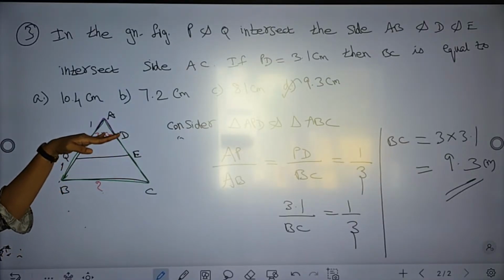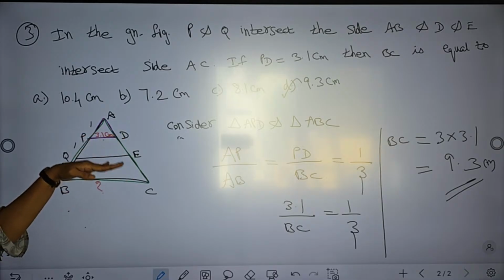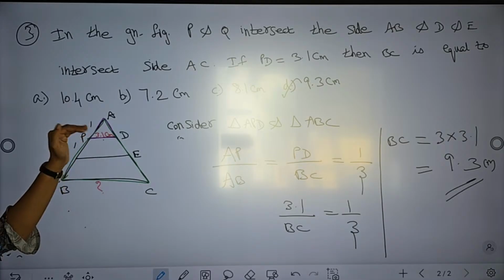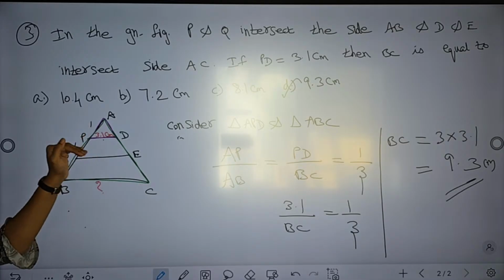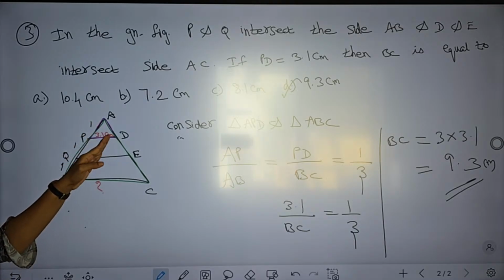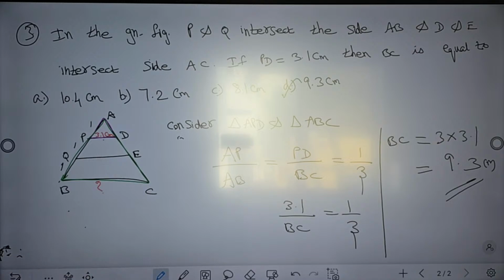So we have taken the ratios of the horizontal line, and one more side we have taken, any side you can take, because the smaller and bigger triangles are in the ratio of 1:3. Either you can write AP by PB or AP by AB or AD by AC. Anything you can write.